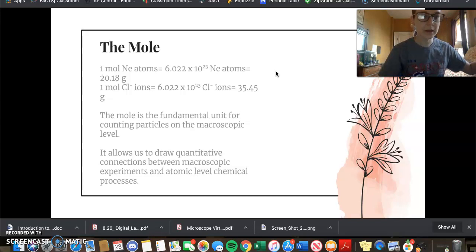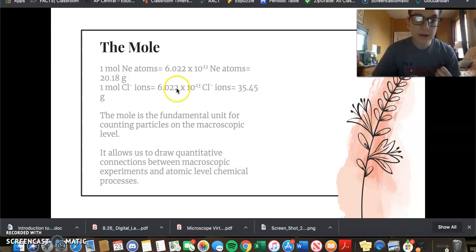Same thing with chloride ions. If we had a mole of chloride ions, we would have 35.45 grams of chloride ions. So the mass of 1 mole of any element is equal to its atomic mass on the periodic table, but the unit is grams.